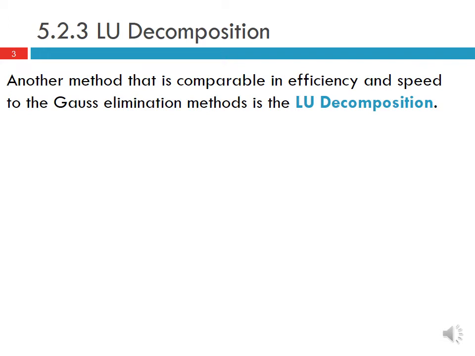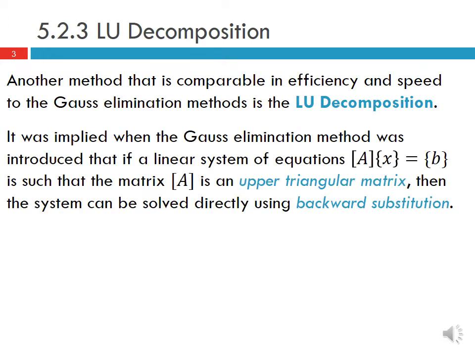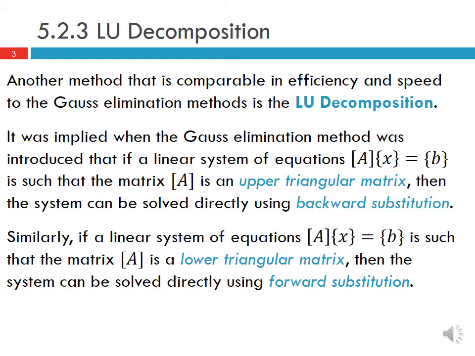So another method that is comparable in efficiency and speed to the Gauss elimination methods is the LU decomposition. It was implied when the Gauss elimination method was introduced that if a linear system of equations AX equals B is such that the matrix A is an upper triangular matrix, then the system can be solved directly using backward substitution. Similarly, if a linear system of equations AX equals B is such that the matrix A is a lower triangular matrix, then the system can be solved directly using forward substitution.